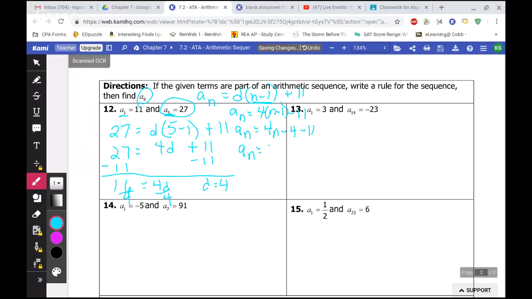4n plus 7. And then now we'll actually plug in the 9.